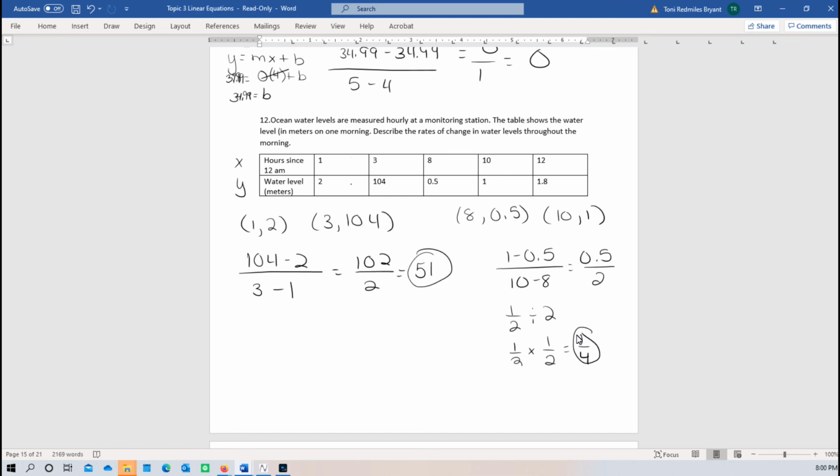Remember, linear lines have to have a consistent rate of change. Here is an example of a graph of a table of values that does not have a consistent rate of change. So when I describe the rate of change, the rate of change is not consistent. Therefore, this is not a linear line.